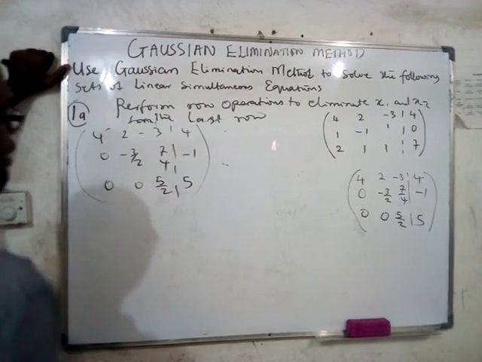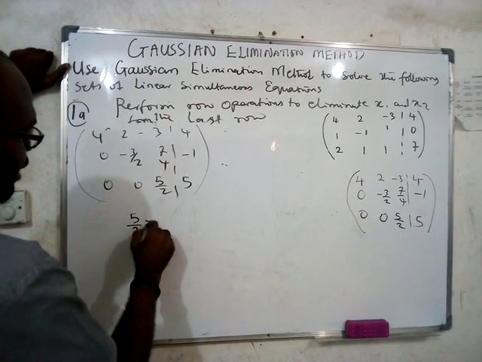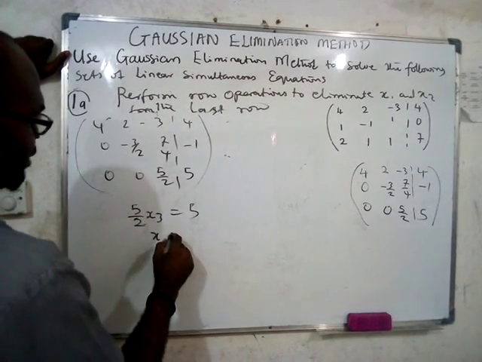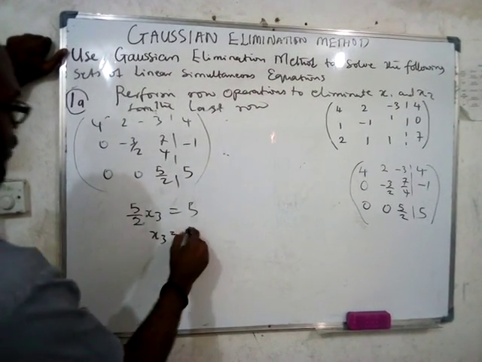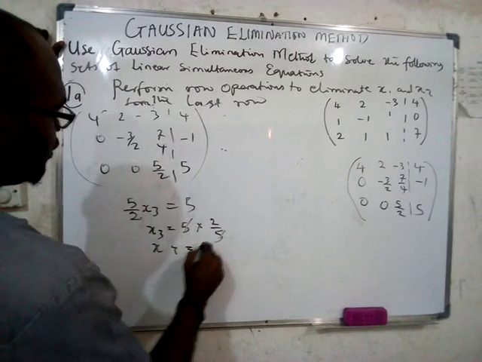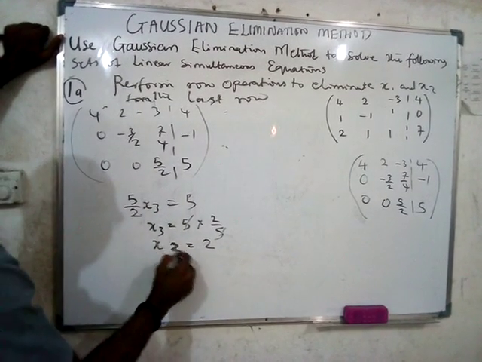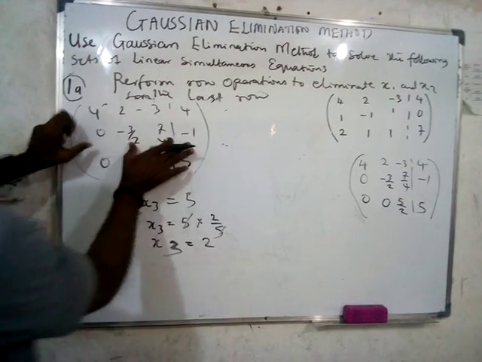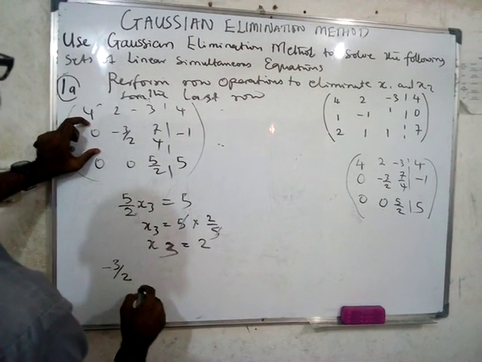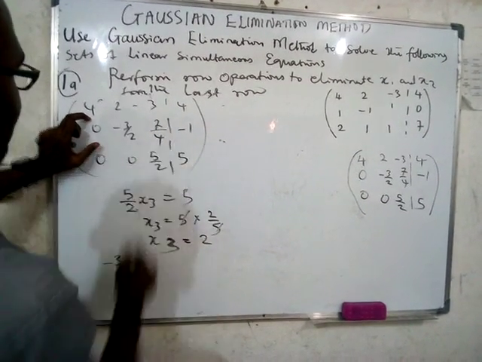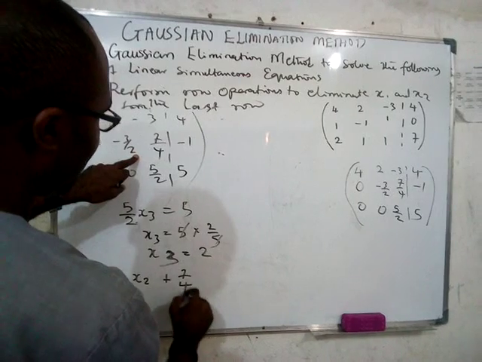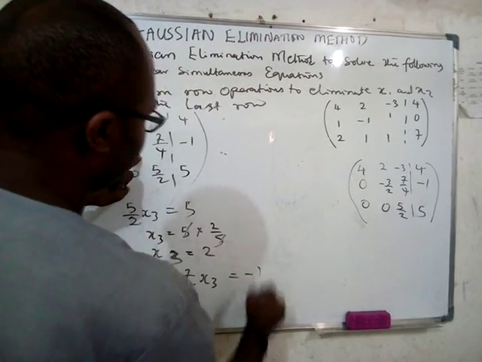I can now equate, do my substitution. Because I know that this is for x3, I can say 5 over 2 x3 equal to 5. So x3 is equal to, I take this one over, I have 5 times 2 over 5. Cancel, cancel, I have x3 to be equal to 2. Very simple. x3 equal to 2. Then I also bring this one down. I'm going to have what? Minus 3 over 2, this is x2, plus 7 over 4 x3 equal to minus 1.